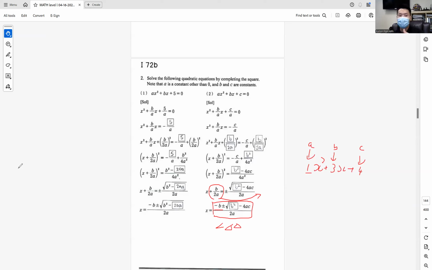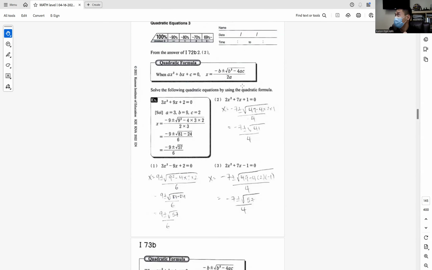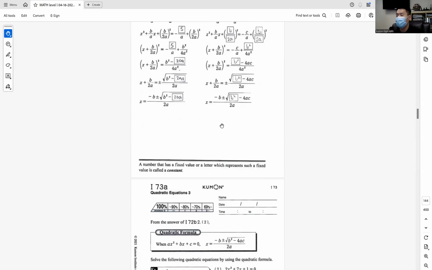But this page is just telling you that we can use completing the square to derive and get the answers for this type of question. Any questions? No? Good. All right, we can move on. All right, let's move on. There you go, quadratic formula. That's exactly what we're doing over here, right?